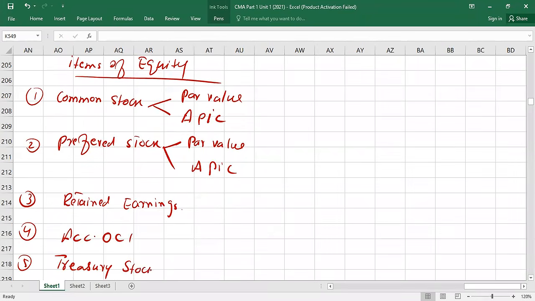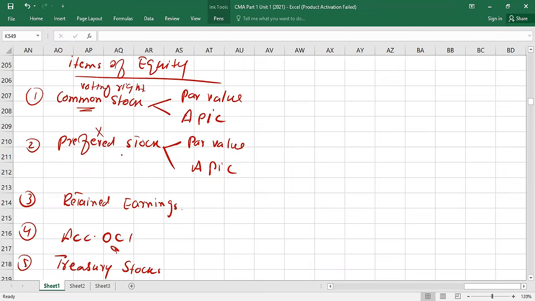Treasury stocks. Now, I'm quickly explaining, guys, what's the difference between common stock and preferred stock? We will study that in future classes. But I'm telling you one thing: common stock has voting rights, like they can participate in decision making. But preferred stock holders don't have them.